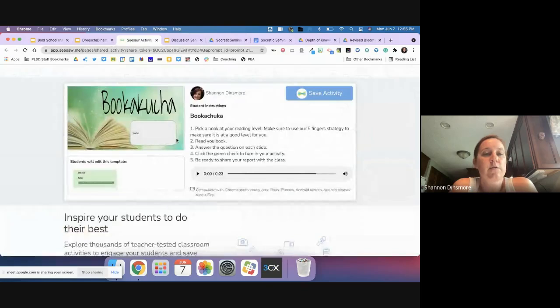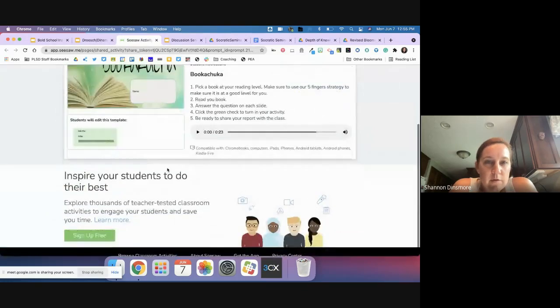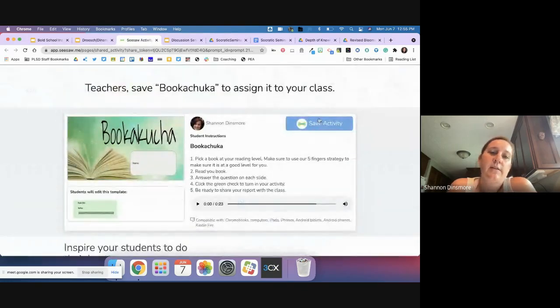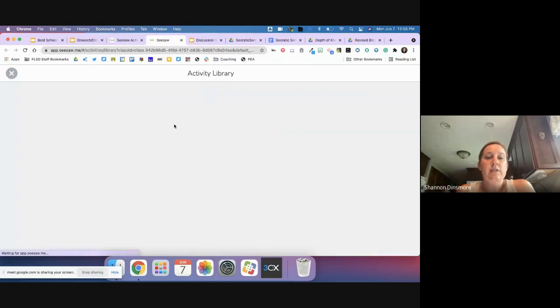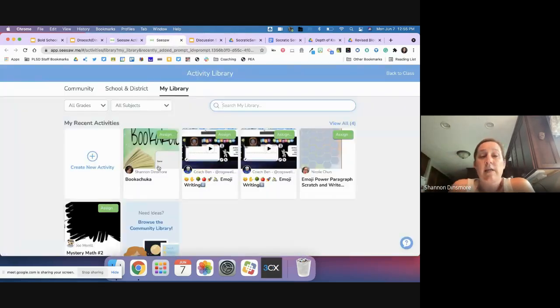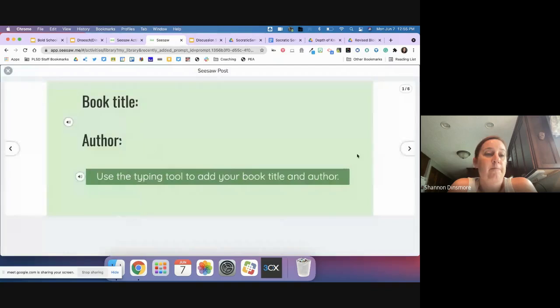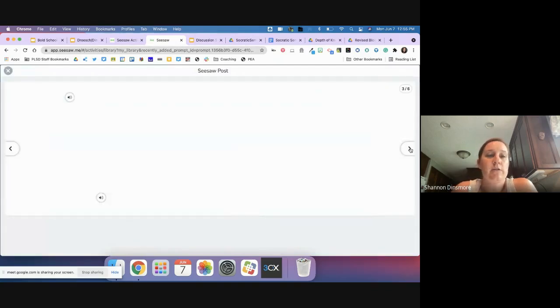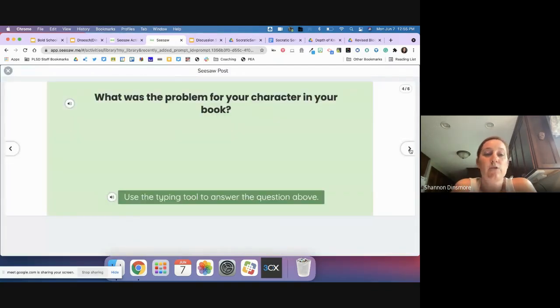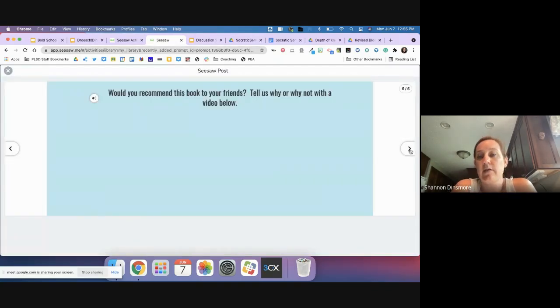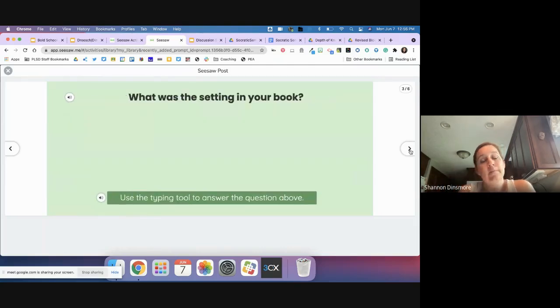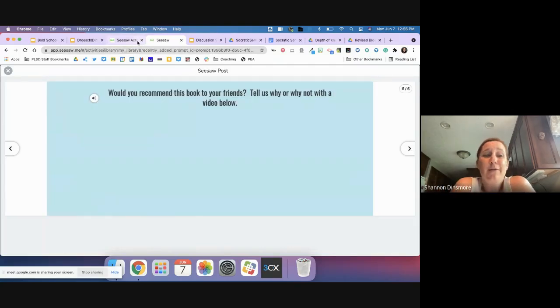And then for the Bookachaka, I made a Seesaw because that's what we use in elementary. We don't use Google Classroom. You have to click Save Activity, but it'll just take you through. And I just did a SCAPE activity because that's what we do. They would just answer each question, and then we could have a discussion afterwards. That's how I would use it right now.